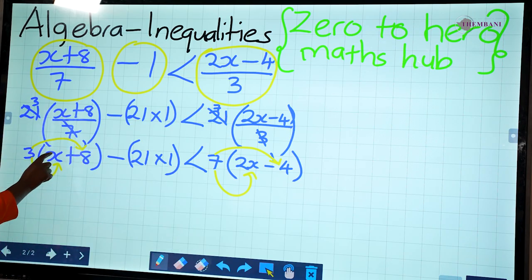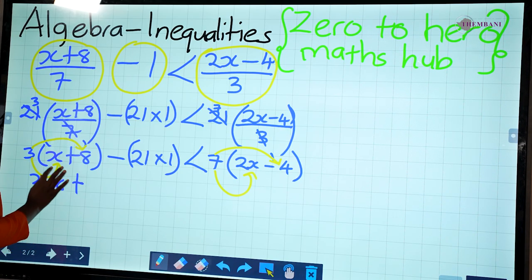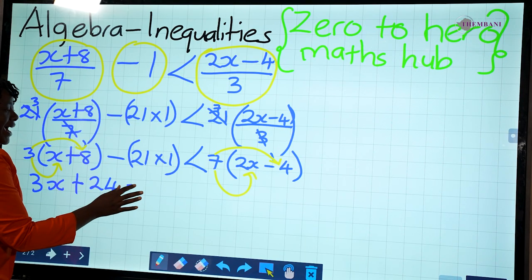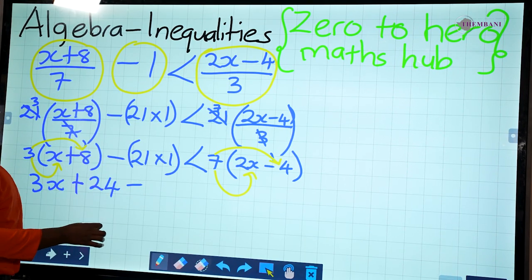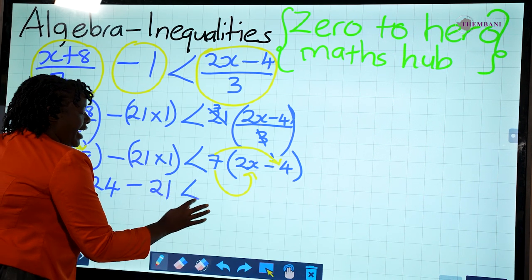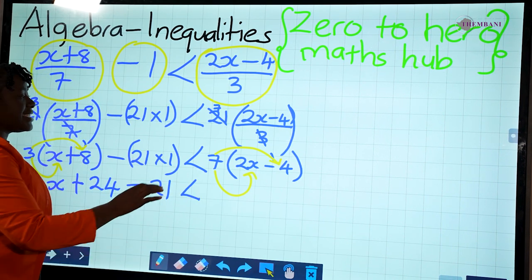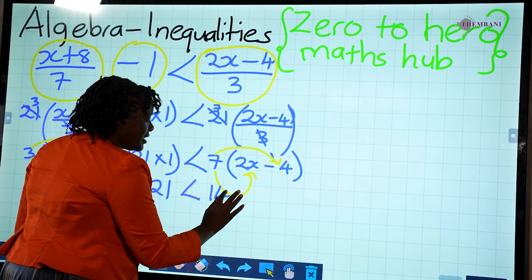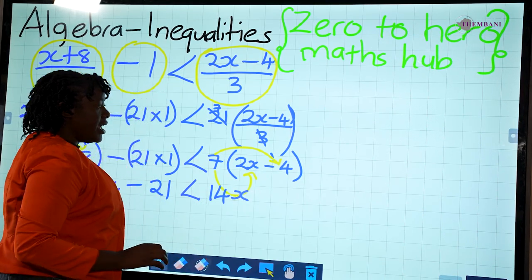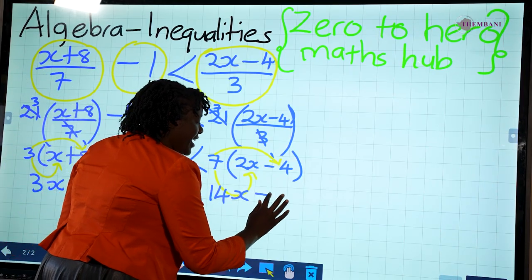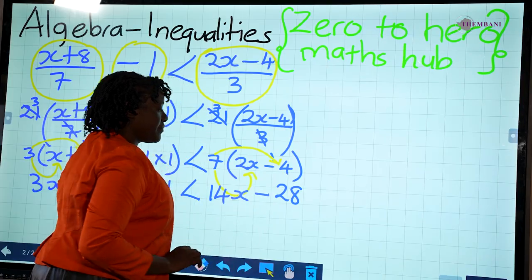So 3 multiplied by x is going to give me 3x plus 3 multiplied by 8 is going to give me 24 minus 21 multiplied by 1 is going to give me 21. And this is less than 7 multiplied by 2x is going to give me 14x. 7 multiplied by negative 4 is going to give me a negative 28.